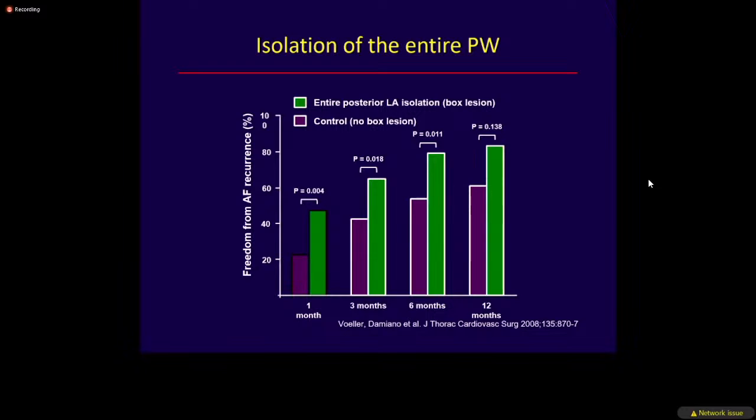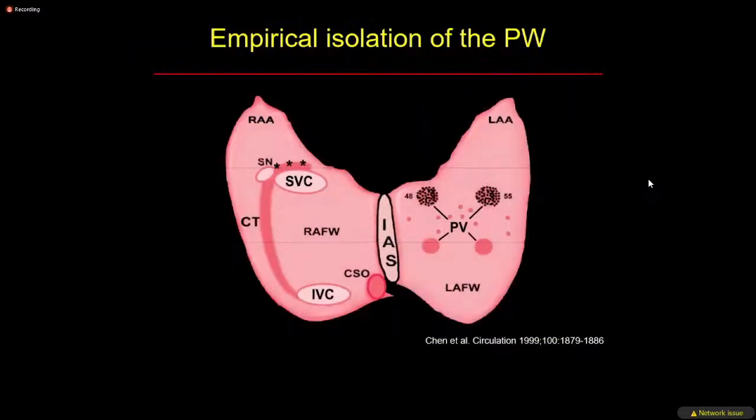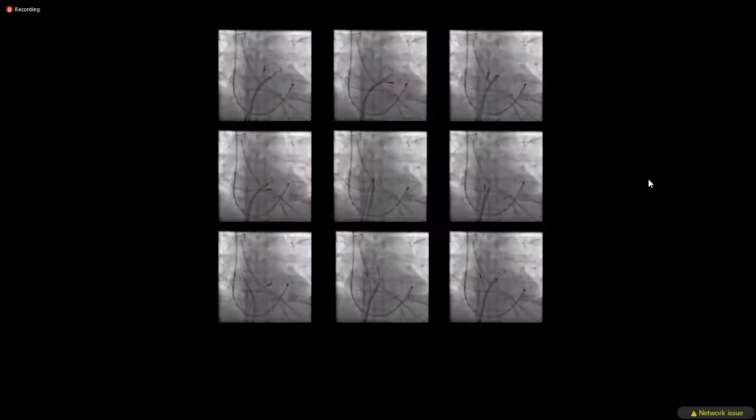Another group is from NGH, a surgical series. Actually, the surgical series by Damiano more recently shows really dismal long-term success by doing just PVI in patients undergoing surgery and surgical maze. So much stronger data from the surgical series. This is an example from Xian Chen's group showing posterior wall triggers scattered along the posterior wall and the SVC.